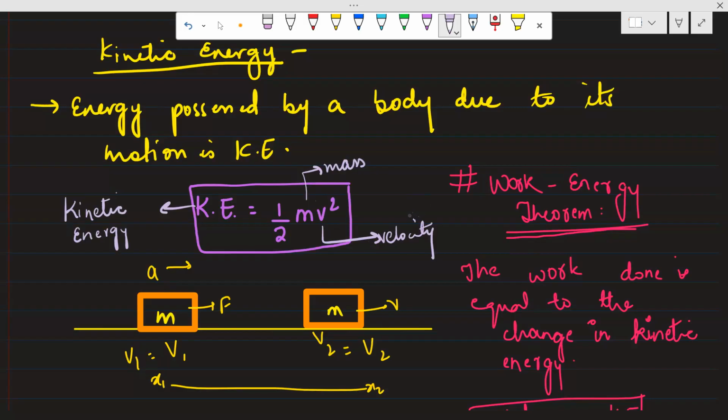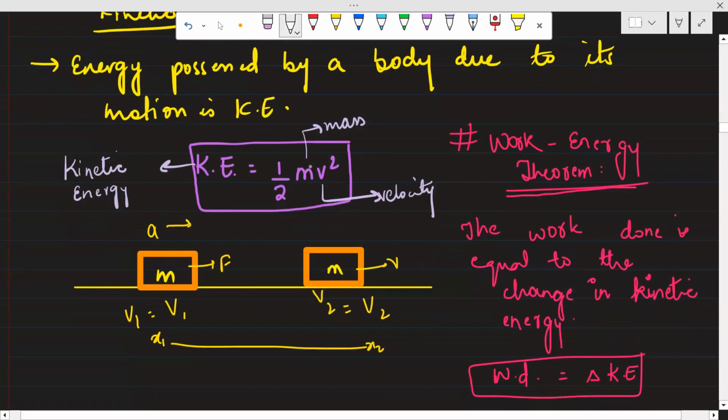Now, as you can see, velocity is coming into your question. So if this motion term is there and this velocity term is there, you should be quite clear that it is the energy possessed by the body due to its motion, meaning your body will be in movement. Okay. Now talking about the work energy theorem.